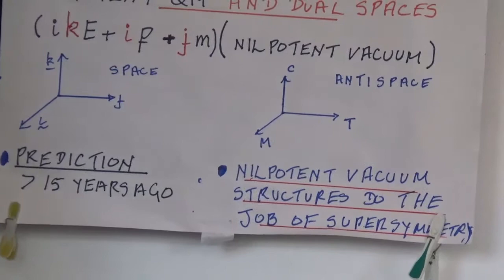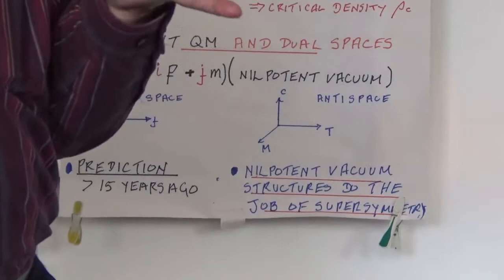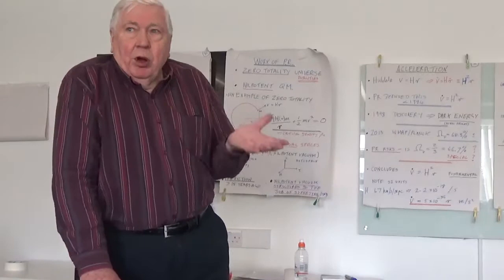There's been a great need for supersymmetric particles to do sort of loop cancellations. It's all very complicated stuff. But people have been expecting to discover huge amounts of supersymmetric particles. For every particle we know about with spin a half, you're going to find another one with spin one. This has been one of the reasons for building the LHC.